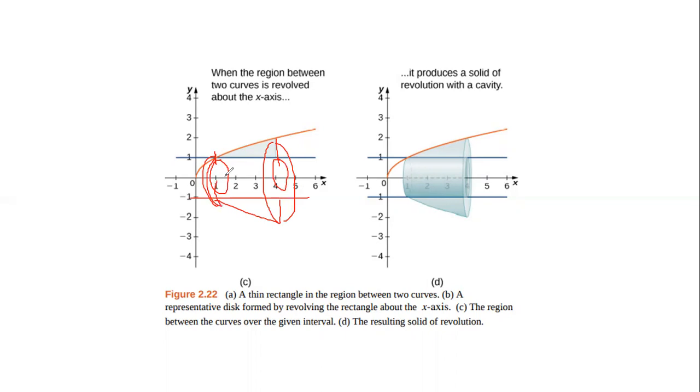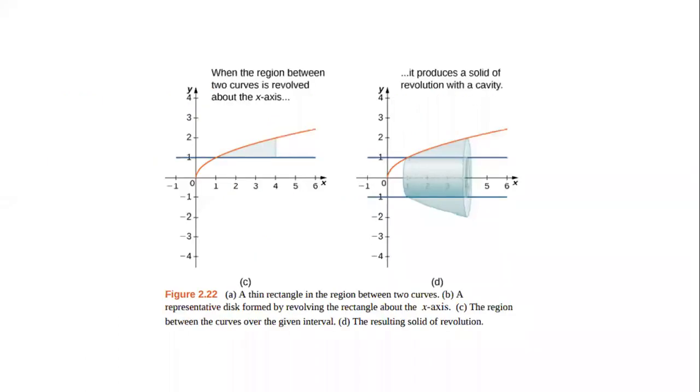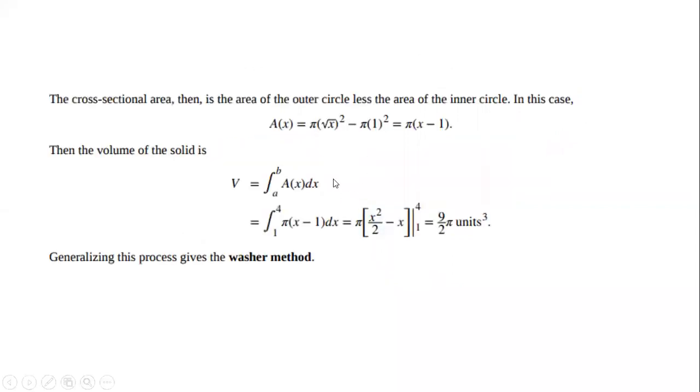So this is basically the way we use the washer method to find the volume of surfaces. Let's move on. In this case, the cross-sectional area will be between this function and this function. This function is my upper limit, so it will be pi r square, and here it is also pi r square. So these are the things to remember. First I will find the area.